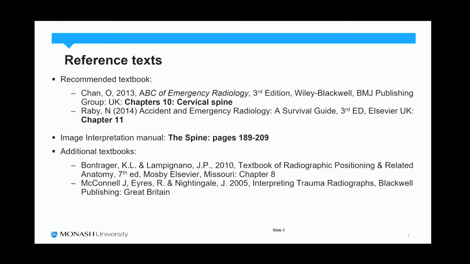Here are some reference texts. The three main ones that I've used for this presentation: there's the book by Chan, and Chapter 10 focuses on the cervical spine. You'll also have electronic access to Raby's book, Accident and Emergency Radiology, and Chapter 11 focuses on the cervical spine. And again, the image interpretation manual, the pages associated with the spine are pages 189 to 209.